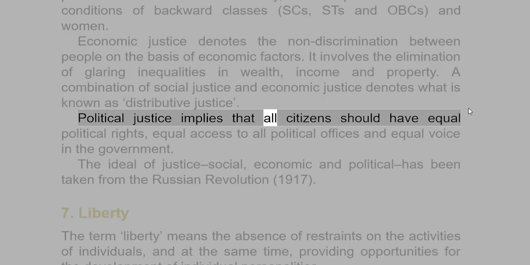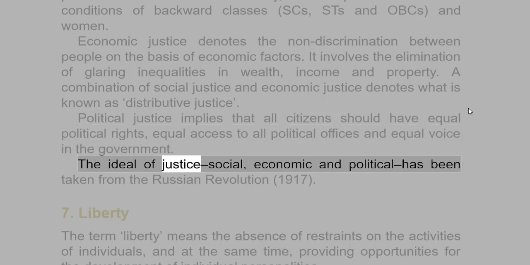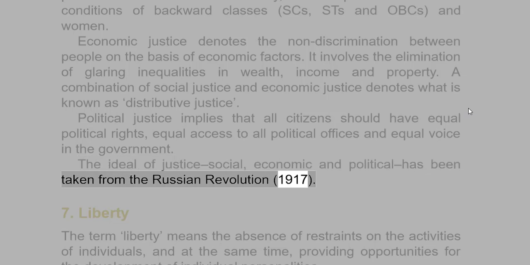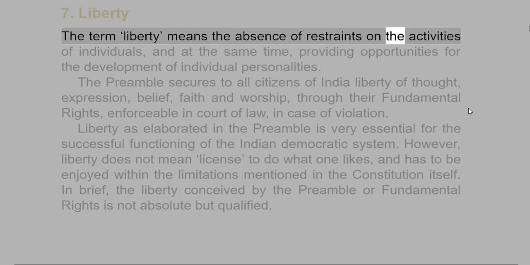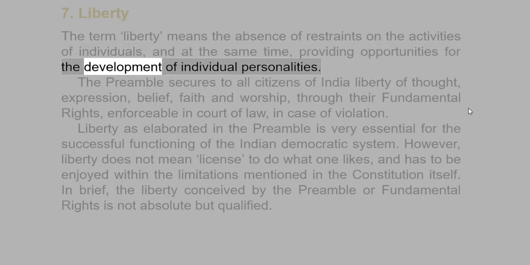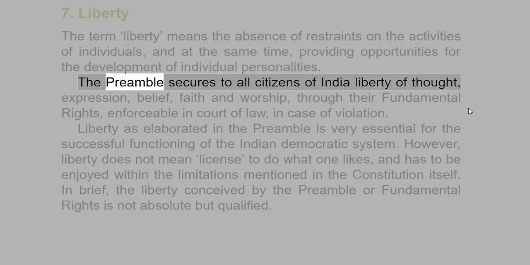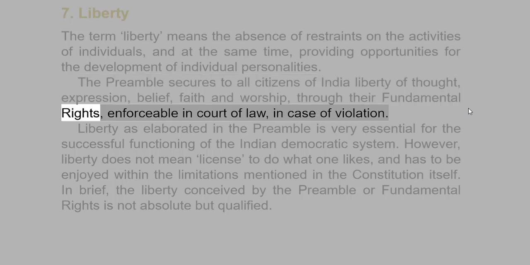Political justice implies that all citizens should have equal political rights, equal access to all political offices and equal voice in the government. The ideal of justice, social, economic and political, has been taken from the Russian Revolution, 1917. 7. Liberty. The term, liberty, means the absence of restraints on the activities of individuals, and at the same time, providing opportunities for the development of individual personalities. The preamble secures to all citizens of India liberty of thought, expression, belief, faith and worship, through their fundamental rights, enforceable in court of law, in case of violation.